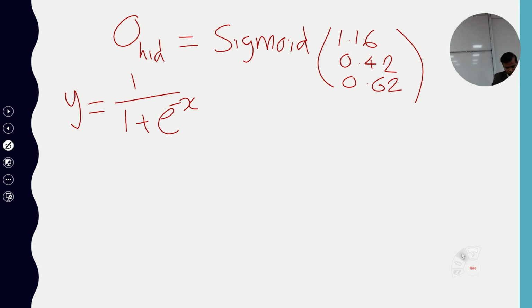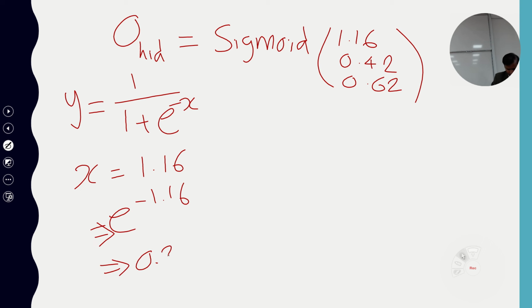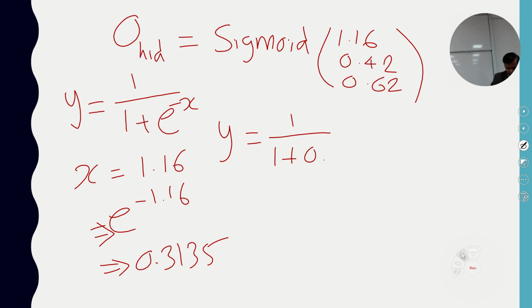And when you put the x value as 1.16, it's like e power minus 1.16. So that's around 0.3135. So you can use y equals 1 by 1 plus 0.3135. That will give you 0.7651. Right? So that's it. We now got this particular value.